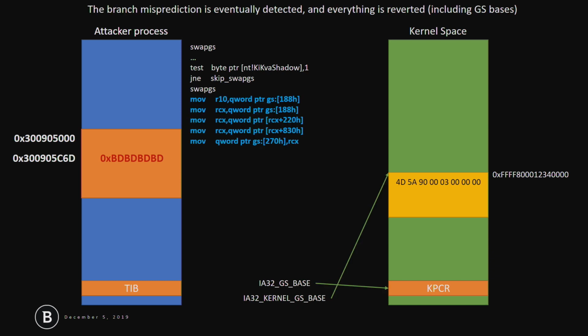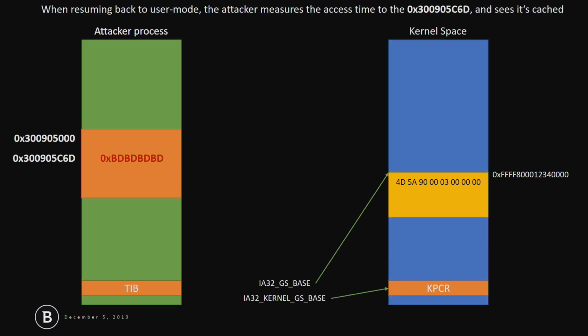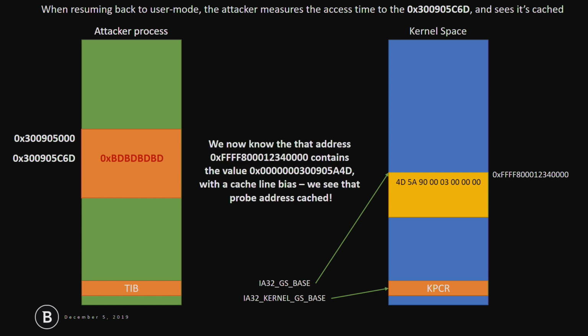So after the misprediction is detected, everything is rolled back, even the GS and kernel GS bases are swapped again to roll back to the original architectural state. We get back to user space, and one thing has changed. The offset that we are after got cached. And this way, we can infer that the value at that address inside the kernel space is inside that range with a cache line bias. So basically aligned to 64 bytes and up to plus 64 bytes, somewhere in between.